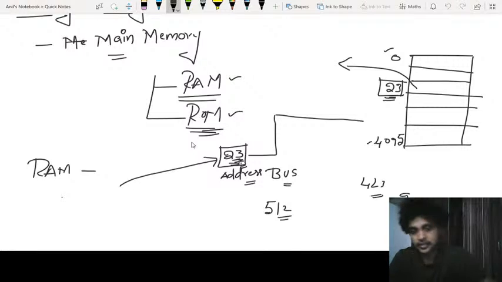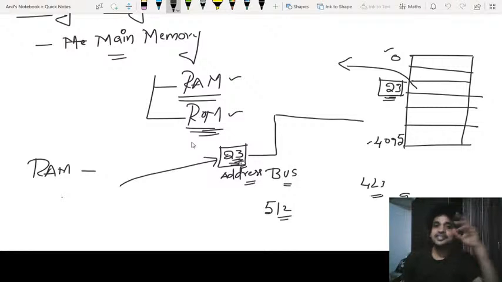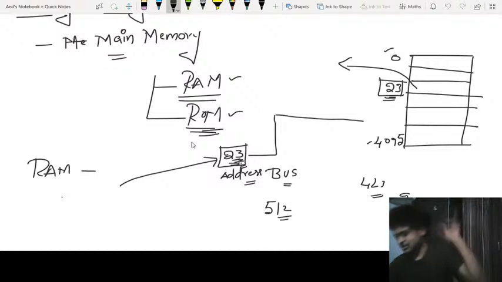Good. Now, let us talk about the design of the RAM. You might have heard about static RAM and dynamic RAM, didn't you? Do you know about static and dynamic RAMs? Can you tell me yes sir, no? Make it fast.